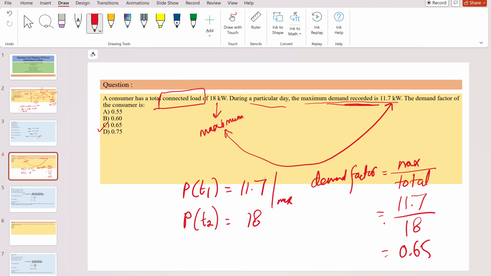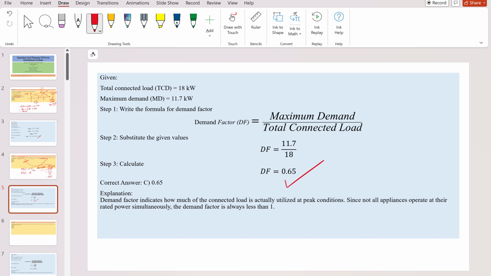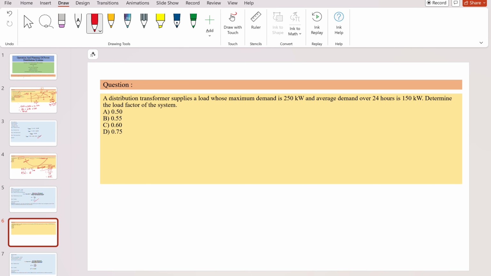The demand factor can be equal to 1 when the maximum is equal to the total connected load, or it will be less than 1. You should remember the definition: maximum demand divided by total connected load, and it is always less than or equal to 1. So 0.65. Now try to solve this problem, which is related to load factor. We have seen connected load, we have seen the demand factor, and now we are seeing the load factor.